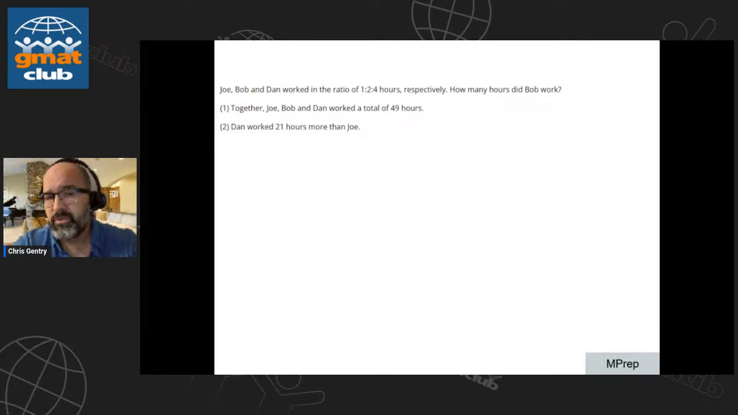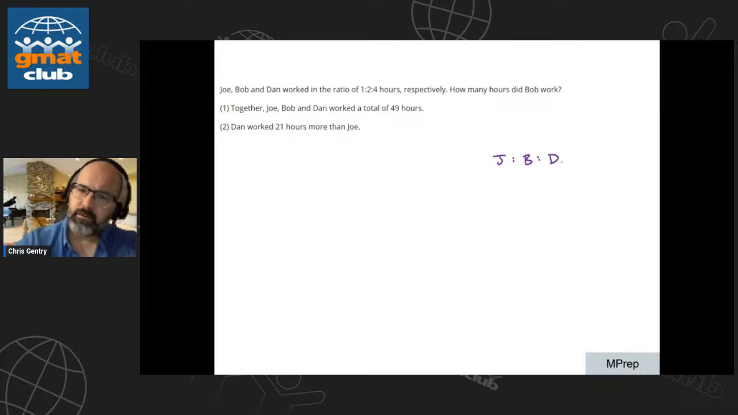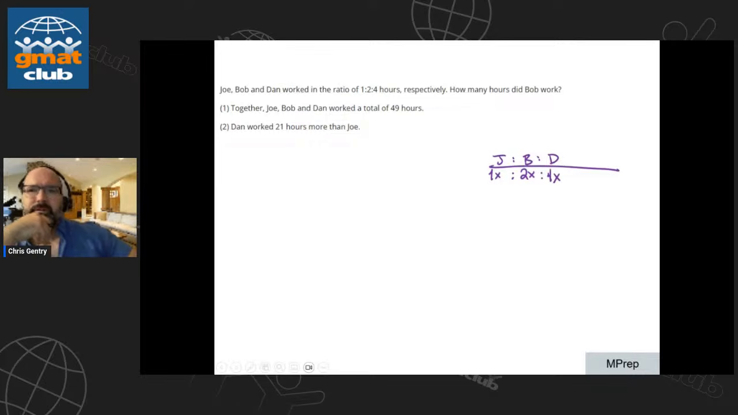I see that there's a ratio component, again, coming through with the theme that what we're going to see with traps, the idea of this 1 to 2 to 4 are not real numbers. It's not literally 1 hour, 2 hours, and 4 hours. And so we're planning this out. Joe, Bob, Dan. And I know that it's 1 times something, 2 times something, 4 times something.